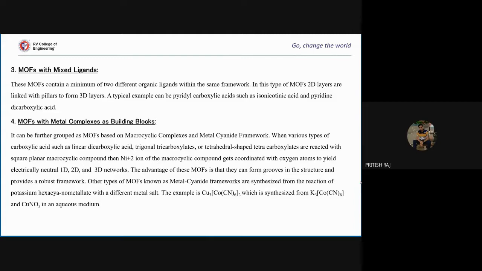Now, the next type of MOFs are MOFs with metal complexes as building blocks. They can be further grouped into macrocyclic and metal cyanide frameworks. Macrocyclic complex-based MOFs are those MOFs in which we use linear dicarboxylics, trigonal tricarboxylics, or tetrahedral tetracarboxylics. The advantage of these MOFs is that they can form various grooves in the structure. Another type of MOFs are known as metal cyanide frameworks, which are prepared when metals are reacted with different types of hexacyanometallate. The example shown here is Cu3[Co(CN)6]2, which is synthesized from K3[Co(CN)6] and Cu(NO3)2 in an aqueous medium. Next slide, please.